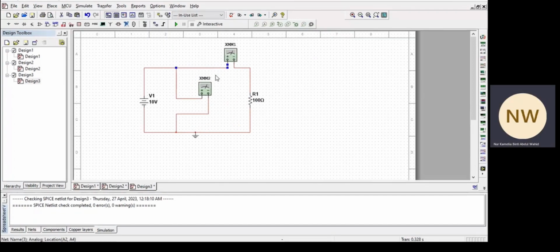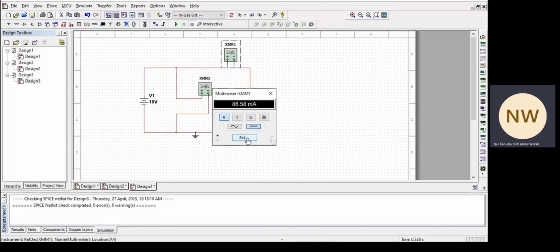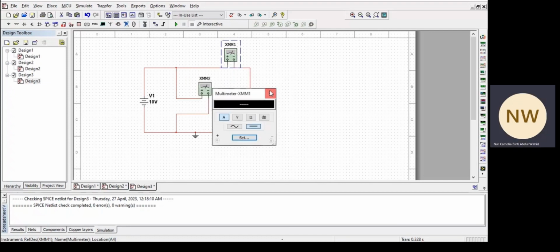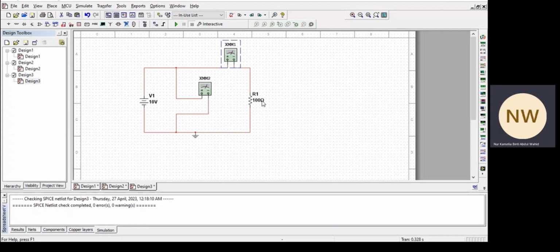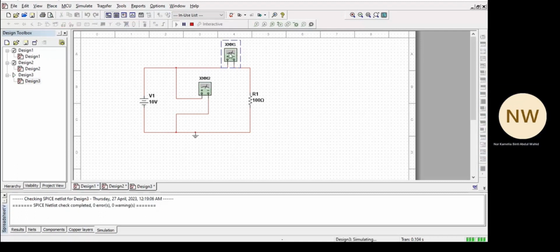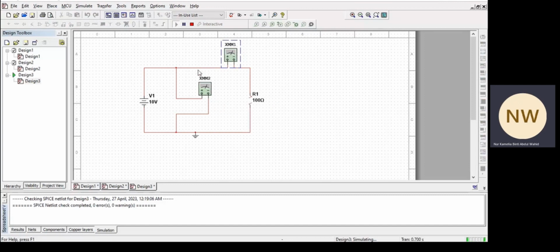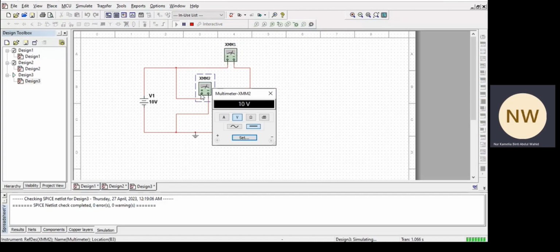Activity 2. As you can see on the screen, this is the simulation of the circuit for activity 2. For activity 2, we're gonna put the internal resistance of the ammeter here, which is 15.5 ohm. For the first resistor, which is 100 ohm, when we run the simulation, we're gonna get the value of the ammeter as 18.65, and the voltmeter is 10 volt.